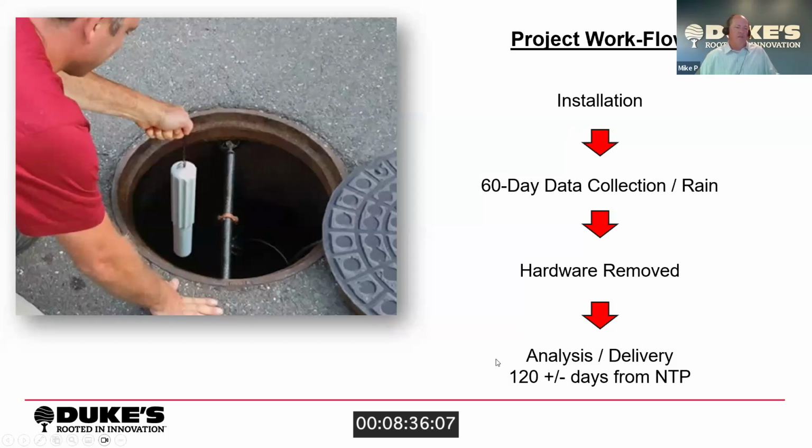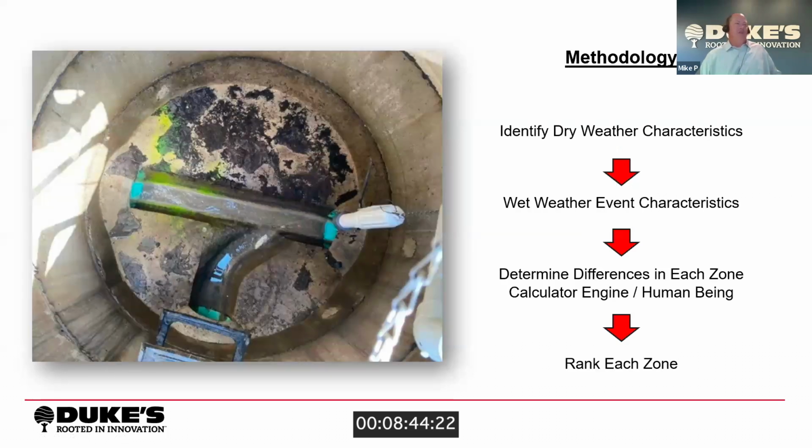More times than not, the whole cycle from notice to proceed to report in hand is about 120 days. So it can be very quick. Just to touch on the general methodology here, we're identifying the dry weather characteristics, what the levels were, what's happening, and of course what's happening during wet weather, how much, what changed, where did it change.